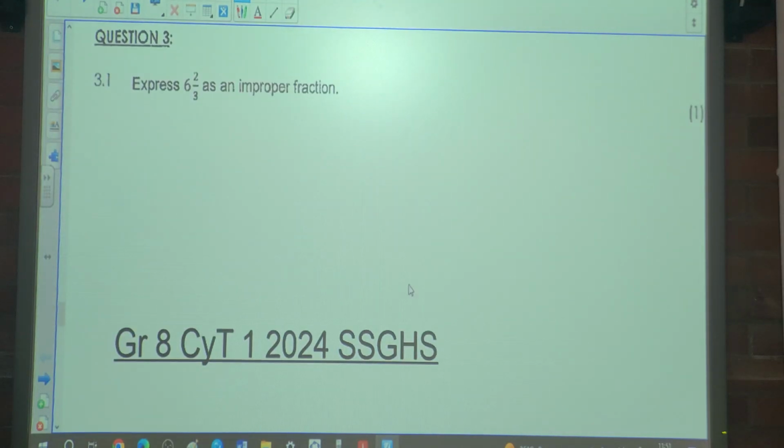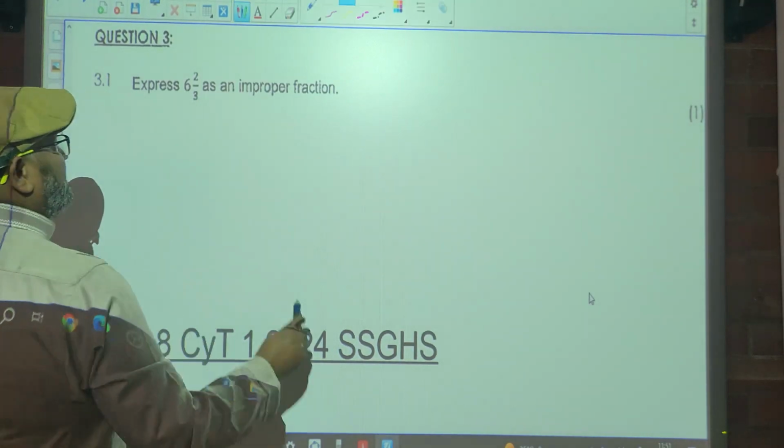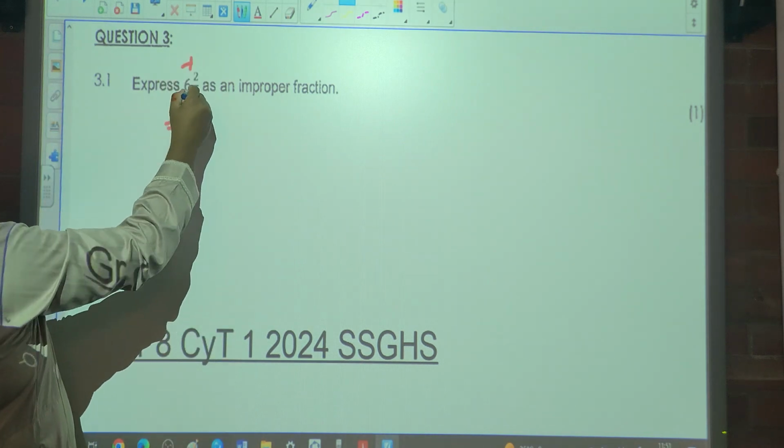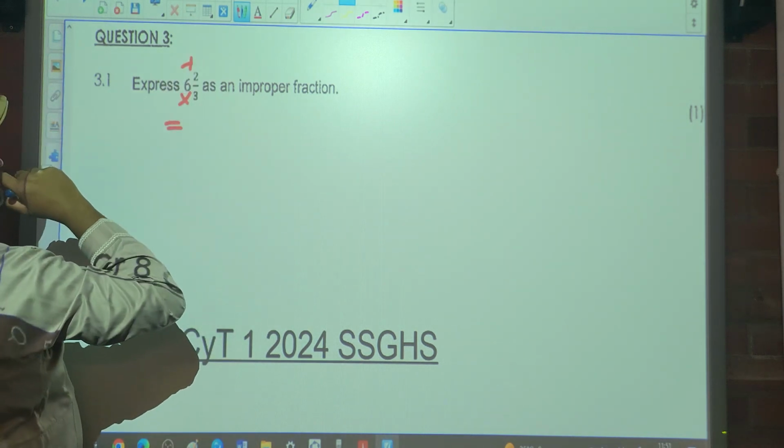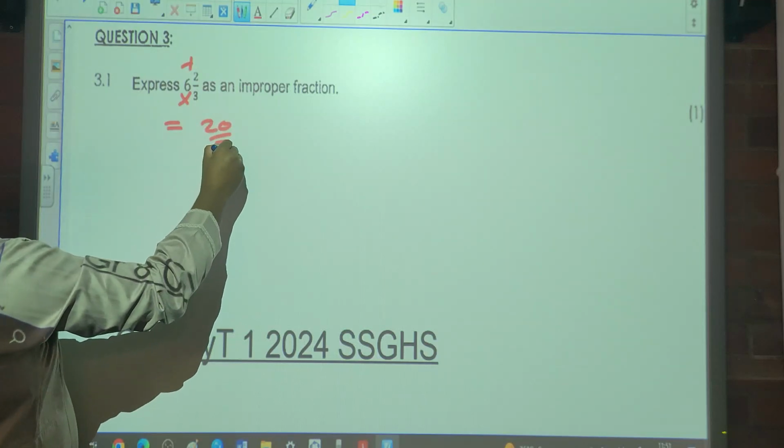Right, let's look at 3.1. Express this as an improper fraction. So we multiply and we add. 6 multiplied by 3 is? Plus 2 is? 20/3.